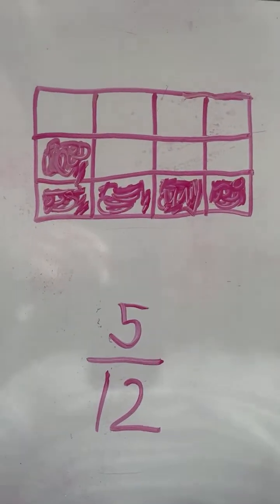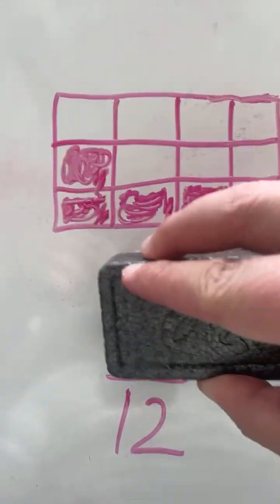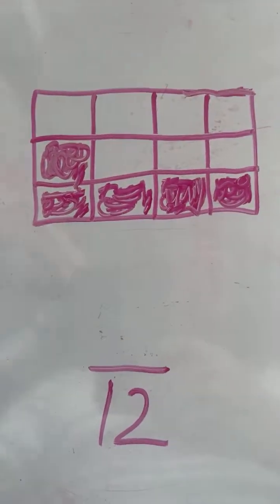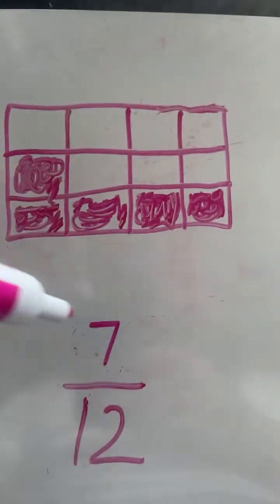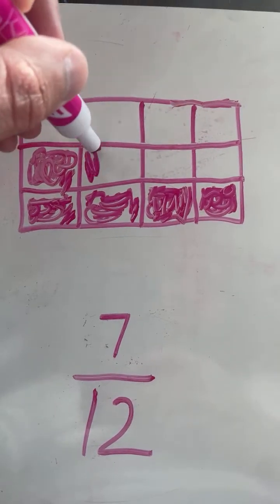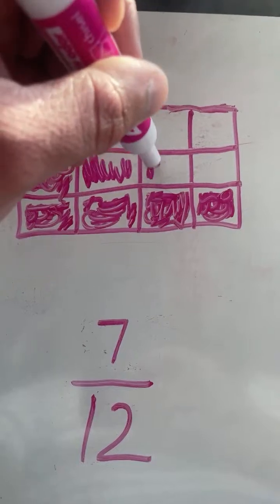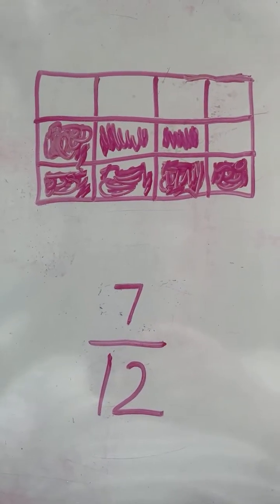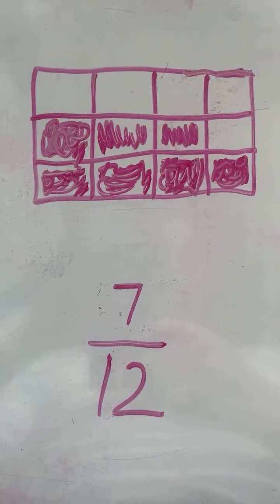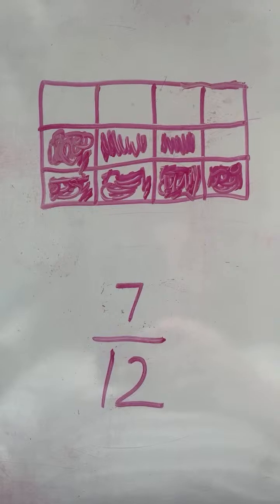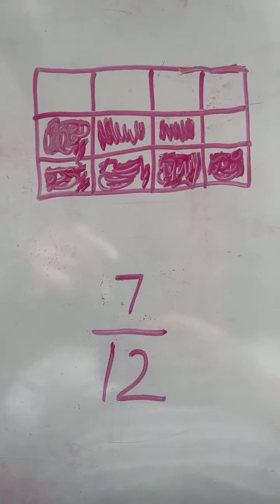Let's say I want to represent 7/12. I simply shade in 2 more 12ths. Now 7 out of 12 12ths are shaded in. 7 parts are shaded. There are 12 parts total. I now have my fraction model representing 7/12.